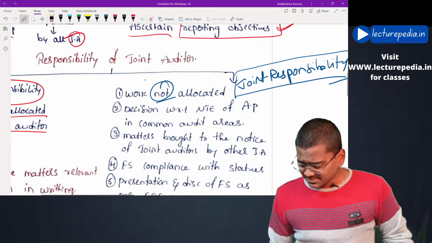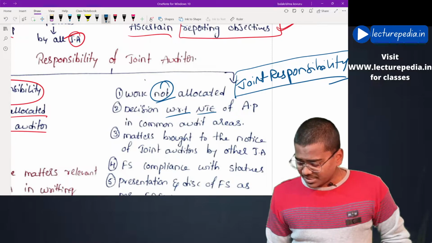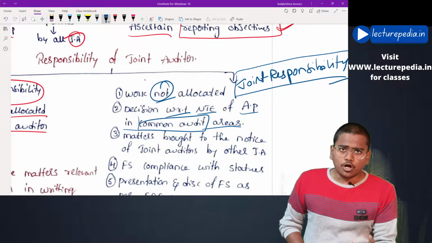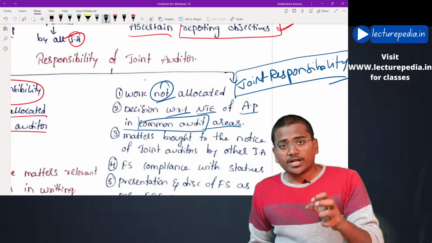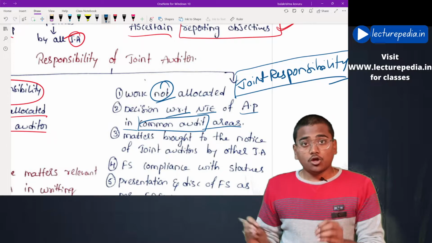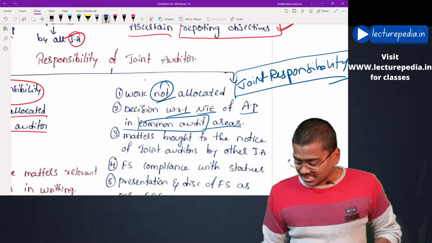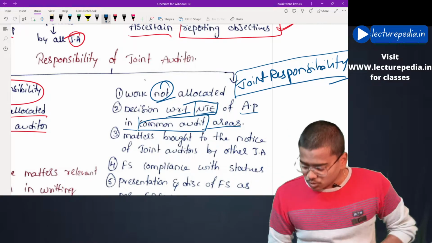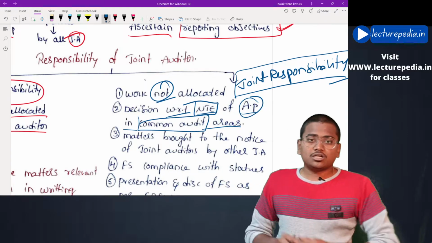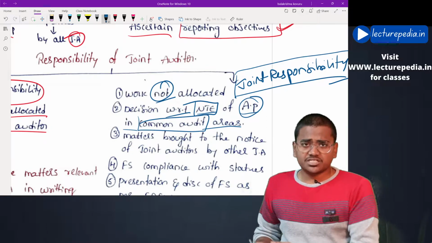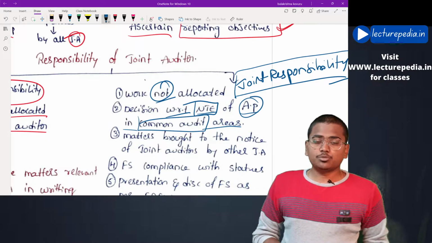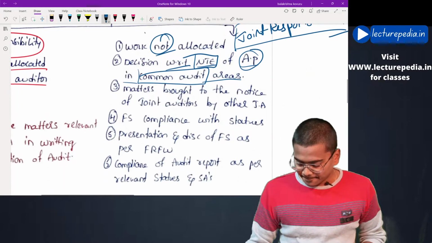Next, decision with respect to nature, timing, extent of audit procedure in common audit areas. The auditors, at the time of developing a joint audit plan, will decide the areas which will be commonly audited by all the auditors. In respect of those areas, decisions relating to nature, timing, extent of audit procedures will be taken by all the joint auditors together. Since all of them together have taken the decisions, all of them together will be responsible for those decisions. Hope this is clear.